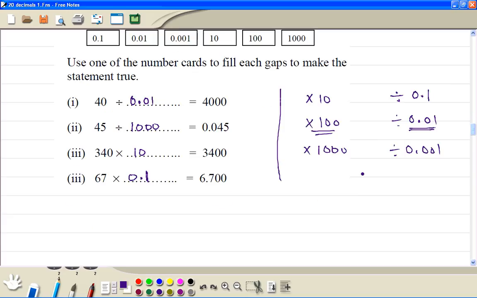Also the other way around, multiplying by 0.1 is the same as dividing by 10. Multiplying by 0.01 is the same as dividing by 100. Multiplying by 0.001 is the same as dividing by 1000.